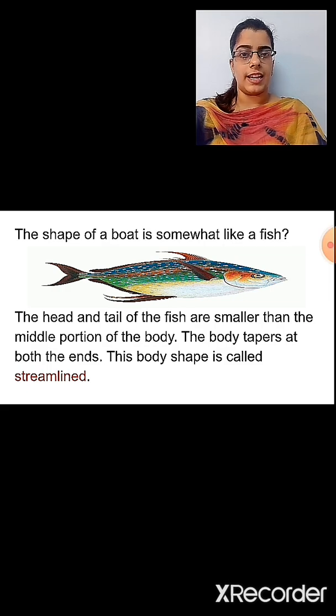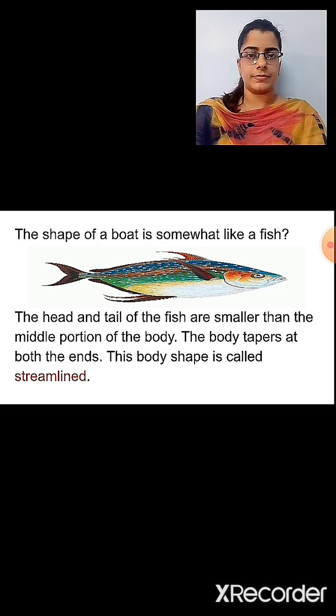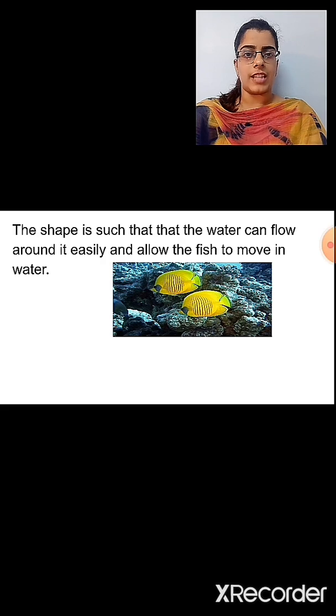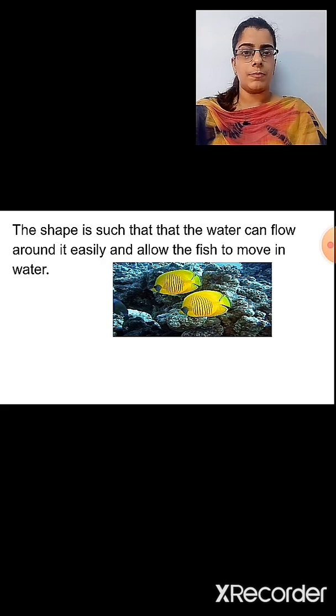Similarly, in the fish, the head and the tail are smaller than the middle portion of the body. The body tapers at both the ends. This shape of the body is known as a streamline shape, where both the ends of the body taper. The shape is such that the water can flow around it easily, which allows the fish to move in water.